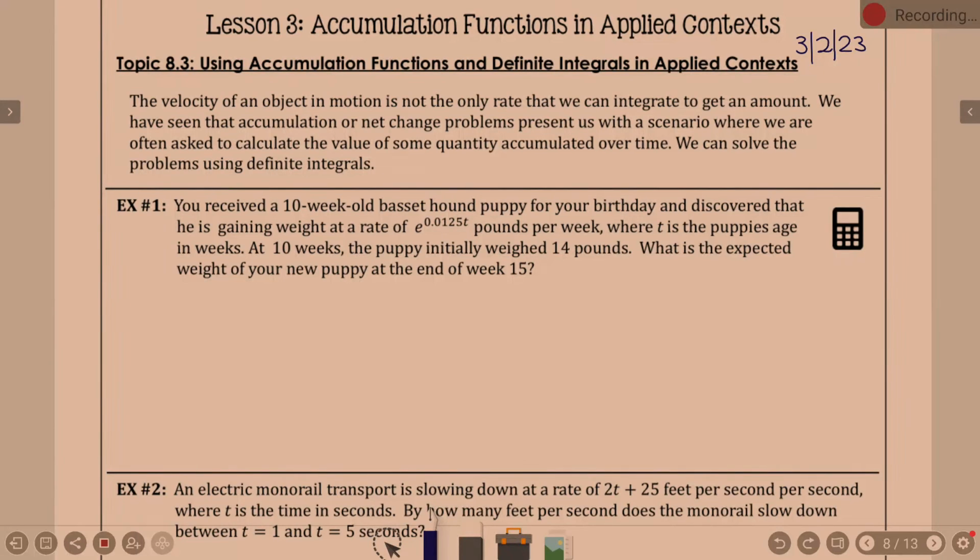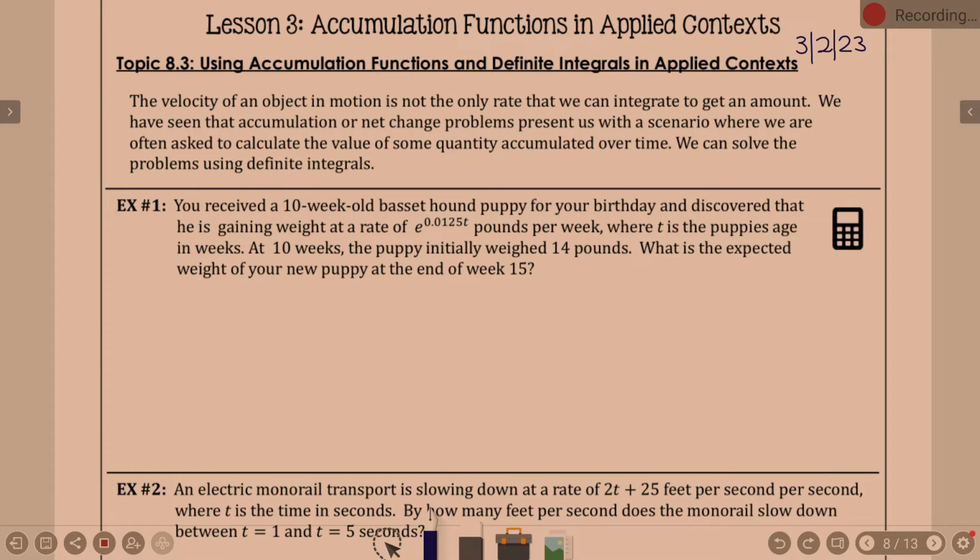Lesson 8.3, we are talking about accumulation functions in applied context. So continuing to look at the integral and how that applies with accumulation. The velocity of an object in motion is not only the rate that we integrate to get an amount. So right there, I know one thing that I saw several times in the notes is the fact that, to get an amount, we integrate a rate.